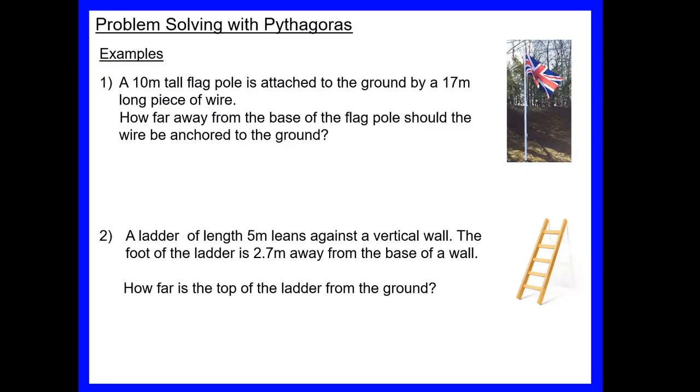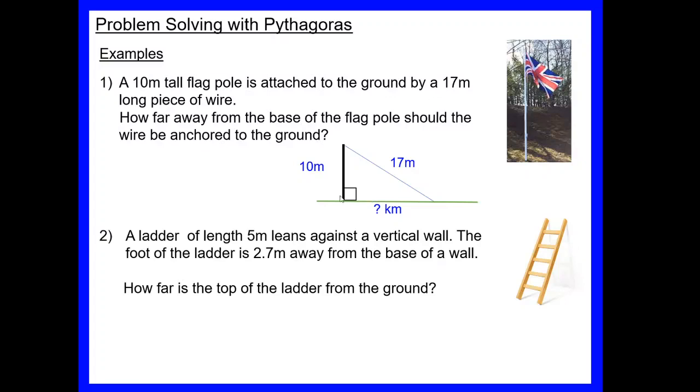So as always with these, I like to draw a sketch, okay? They say a picture tells 1,000 words. It's much easier to see what I'm trying to find if I have a sketch of what it is. So we've got our ground there. We've got our 10-metre tall flagpole standing from the ground. And we've got our piece of wire going from the top of the flagpole to the ground, which is 17 metres long. We're asked how far away from the base of the flagpole should our wire be anchored.